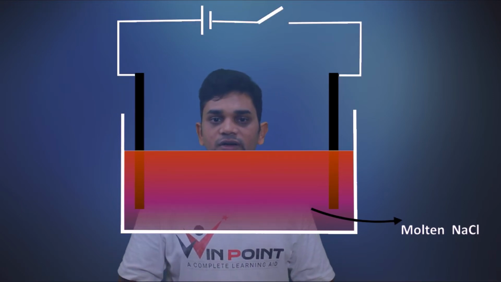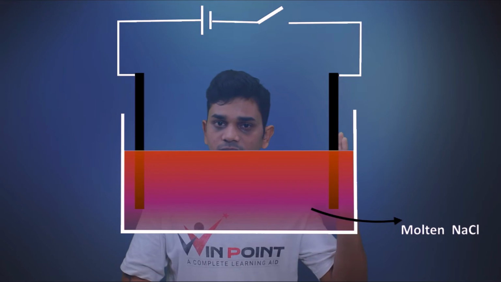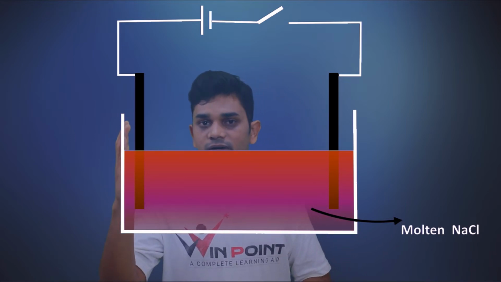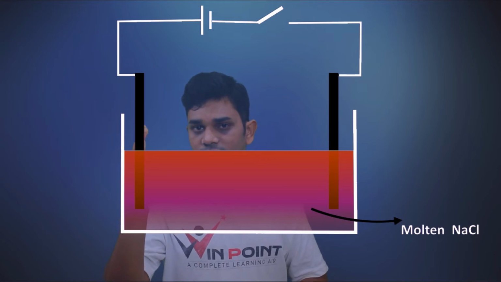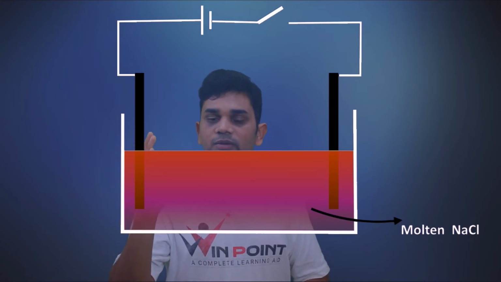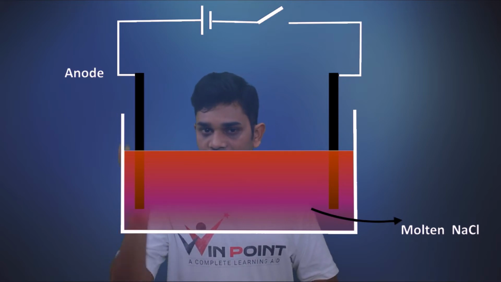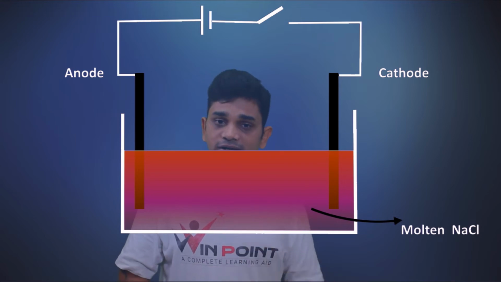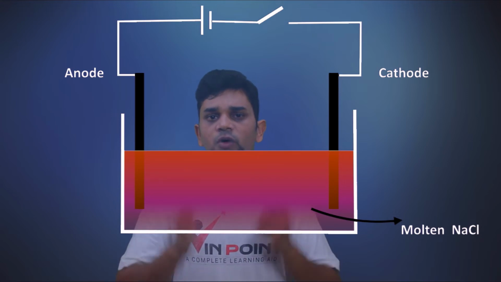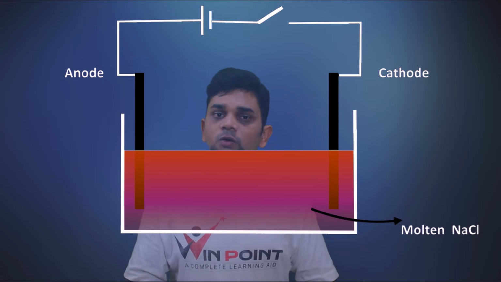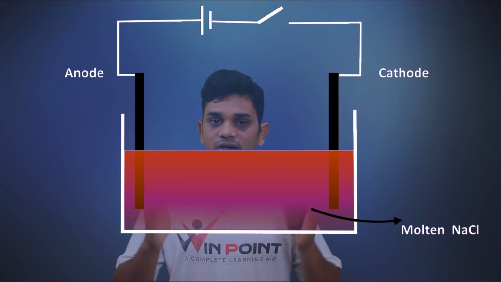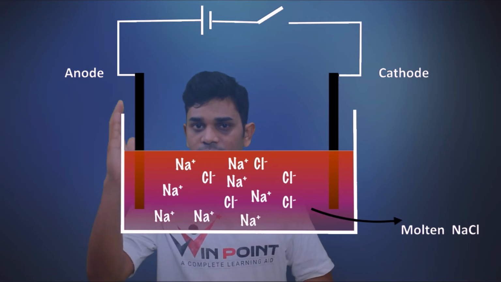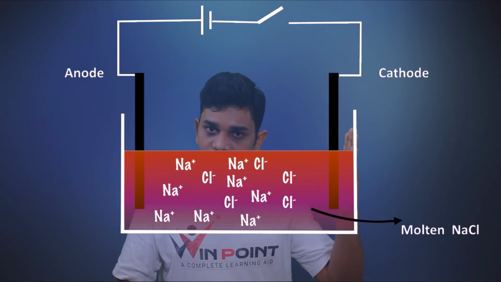This is the arrangement. Now this one is the negative electrode because it is connected to the negative terminal of the cell. This one is the positive electrode because it is connected to the positive terminal of the cell. So we can write it is anode and this one is cathode. Anode has positive charge and cathode has negative charge. And it is molten NaCl. Molten NaCl means there will be ions, Na plus and Cl minus. Here you can see the ions. This one is anode, positive charge. This one is cathode, negative charge.